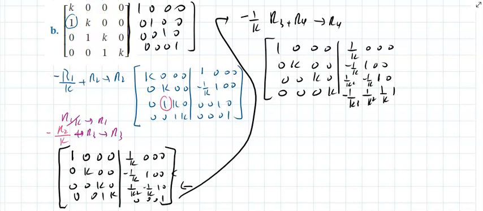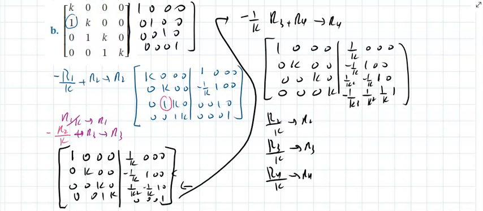Now, take row 2 divided by k, put it back in row 2. Take row 3 divided by k, put it back in row 3. And take row 4 divided by k, put it back in row 4. That will make all of these be 1 across the diagonal, which is the identity.